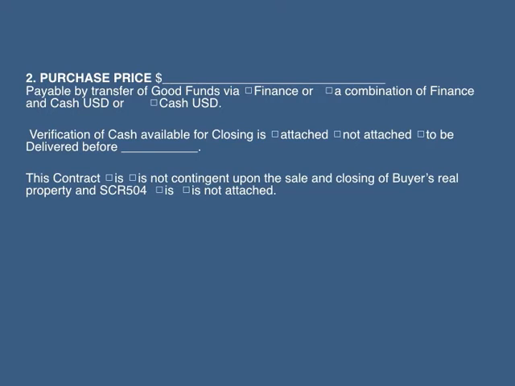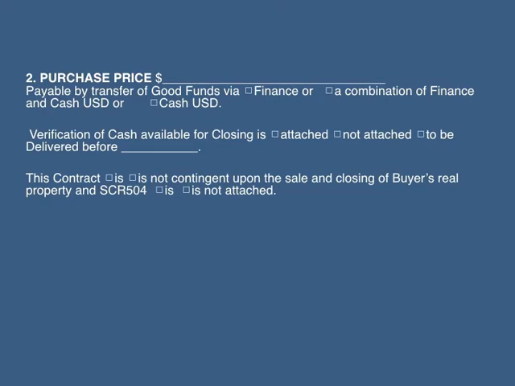Next line says it is payable by transfer of good funds via, here's your opportunity to check boxes. It's either going to be finance or a combination of finance or cash. One or the other. Check a box. Finance typically means 100% loan. That's about the only time. VA, sometimes USDA. Combination of finance is when somebody's putting a little down payment and using the rest for mortgage. Then cash, of course, is all cash.